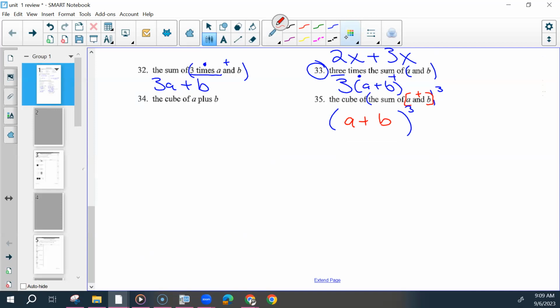Is that the same as 33? Doesn't 34 just not have parentheses? The cube of A plus B. The cube of the sum of A plus B. Oh, got it. This part goes together. The difference is, one is being cubed to everything. The first one is just being cubed to just A.